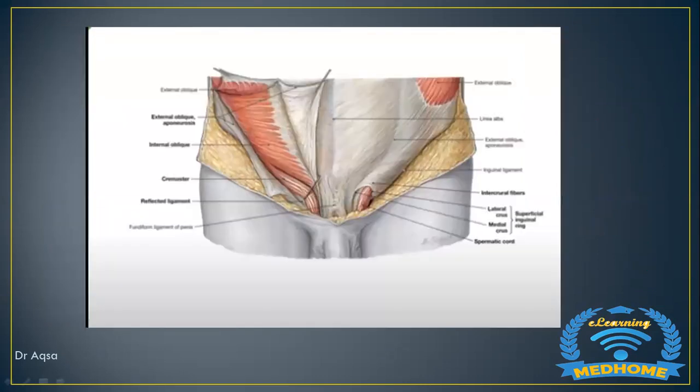So here is another diagram that I've taken just to make it more clear that this is the inguinal ligament and this is the superficial inguinal ring, and we have the deep inguinal ring above here. In between, the distance is called the inguinal canal, extending from the deep inguinal ring up to the superficial inguinal ring, and it is going downward, forward, and medially towards the pubic tubercle.